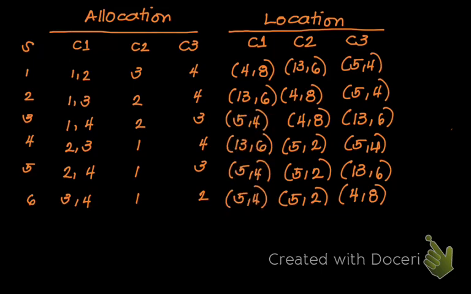So, continuing with the same method for the rest of the allocation, we come up with the following locations for center 1. Now, once we have identified the different allocation and location, it's now time for us to compute for the cost for the following allocations.